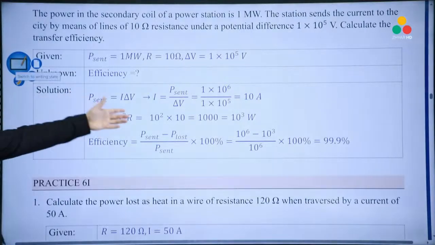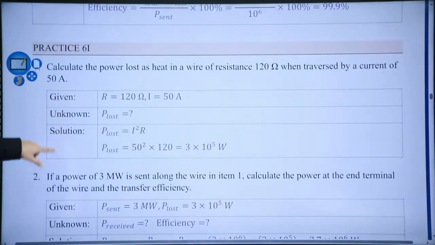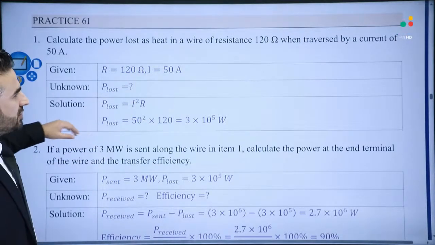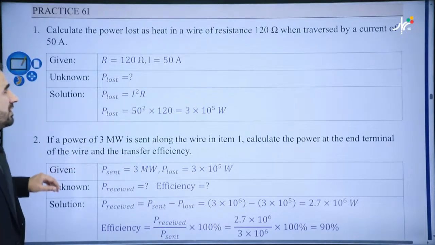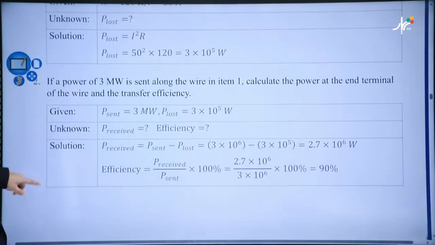I hope the idea is very clear because this is how you do that. Now, the next one says calculate the power lost as heat in the wire of resistance of this much when traversed by a current of 50 amperes. There's nothing in this. You just multiply the two. Power loss is equal to current squared times the resistance. You just do the math and you'll find it.